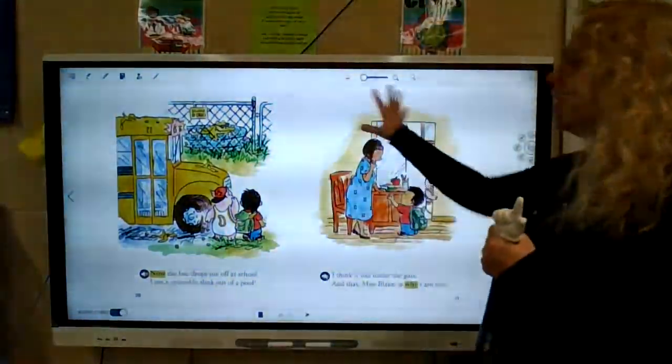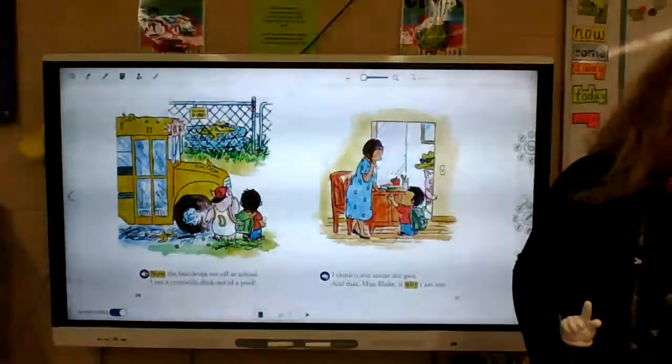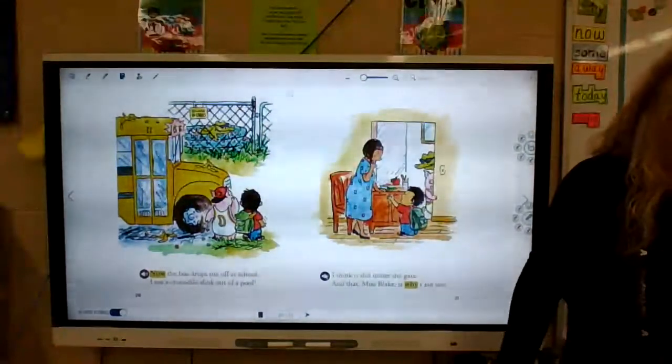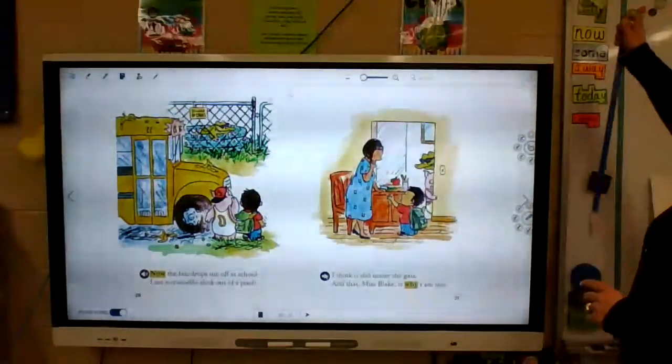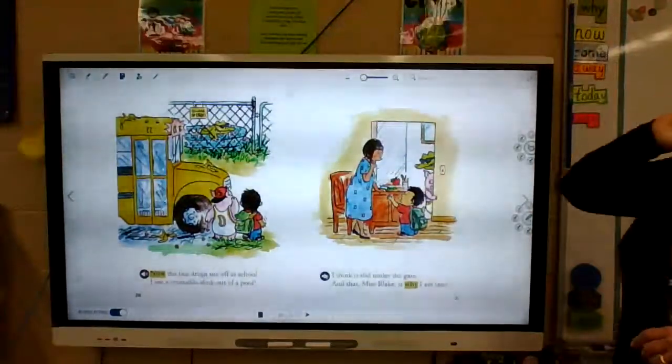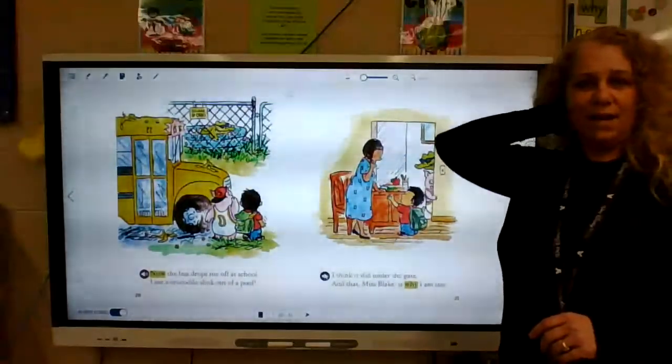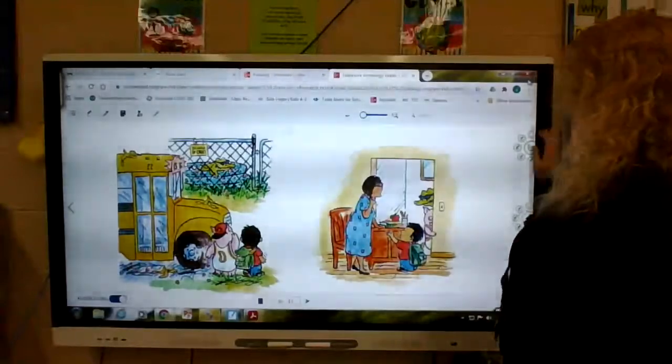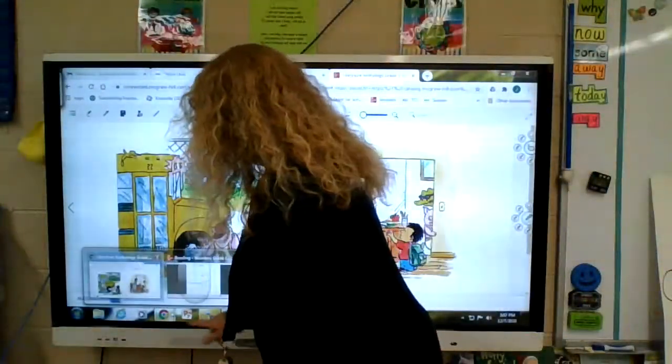Okay, so this is our ending. The boy gets to school, and what does he do when he gets to school? He tells his teacher why he is late. Okay, so let's go back to the chart.